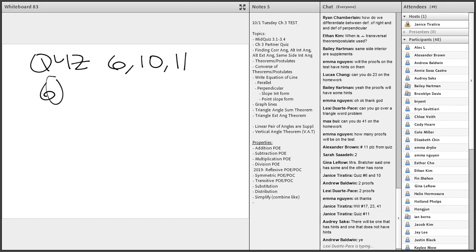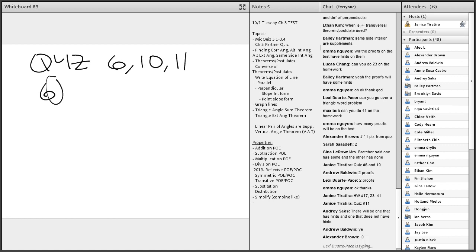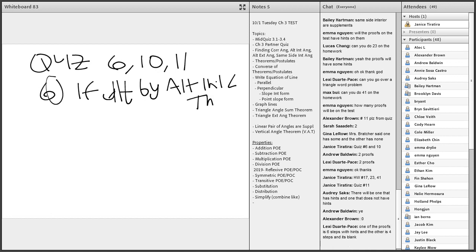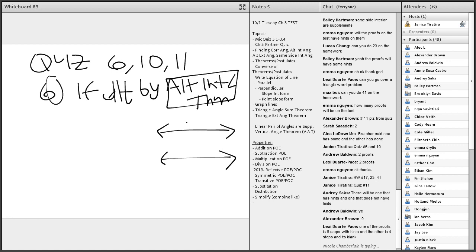Okay, so number 6, that one. This is because it was bold, hopefully, on your quiz. It said, if S and T are parallel by the alternate interior angle theorem, you must use that because this was bold, then what angles can be congruent. So you don't want to use any vertical angle theorem. You don't want to use any other stuff that has nothing to do with that.